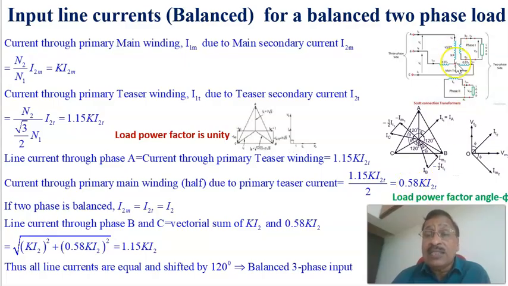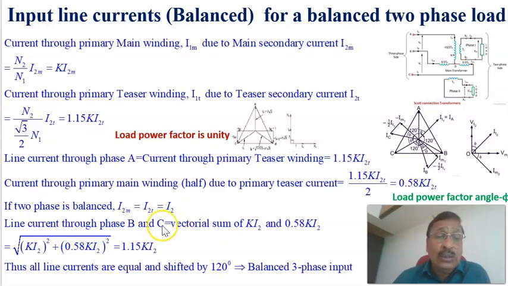Because of the teaser current being split into two components, 0.58 K I2T is coming here. That is this component. This component is because of the load current at the main secondary, that is this vector, and this is because of half of the teaser current. The total line current is given by the vectorial sum of these two. If the two phases are balanced, we can say that I2T equals I2M. I am replacing I2T and I2M with I2.